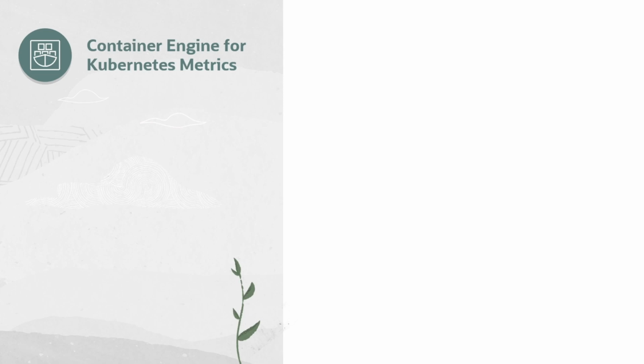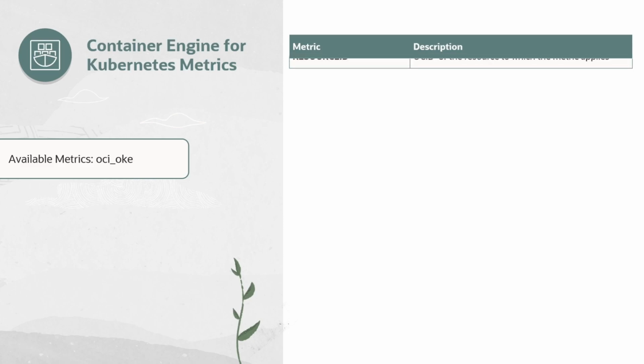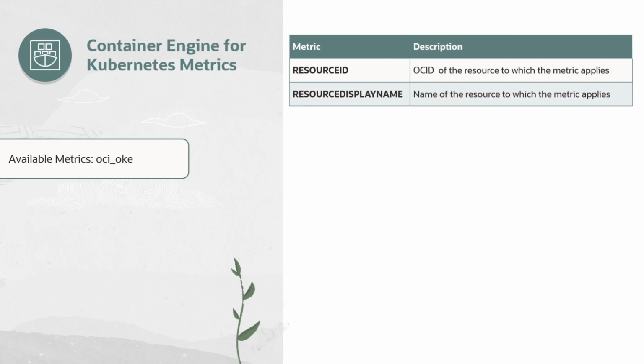Let's take a look at specifics of each available metric in the OCI_OKE namespace. To start with, we have the resource ID metric. It specifies the OCID of the resource under the microscope. Next up, we have the resource display name. It's a display name that adds a human readable touch, making our metrics more readable and easier to comprehend.